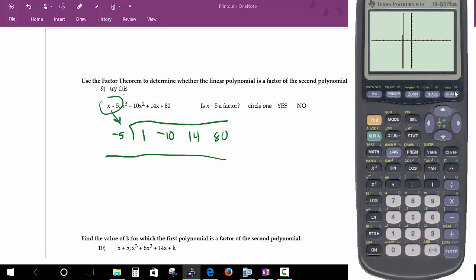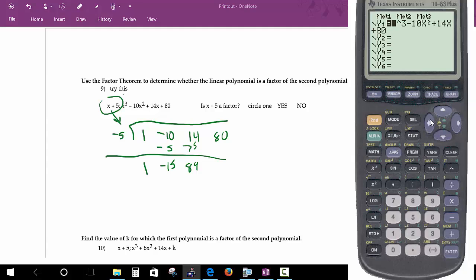All right, so let's run through it, and then I'll talk about the graph a little bit here. So that's 1, negative 5, negative 15, 75. So that would be 89. And then I think what you're saying is you kind of saw that it wasn't going to be, which is fine. I don't have any problem with that. That's good. I saw the same thing.